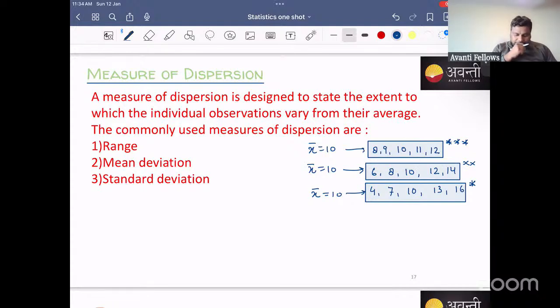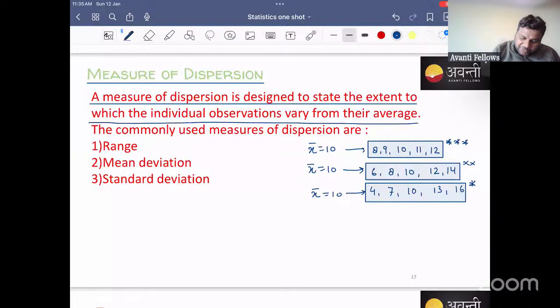Got it? So a measure of dispersion is designed to state the extent to which the individual observations vary from their average. Got it? So the commonly used measures of dispersion are range, mean deviation, and standard deviation.